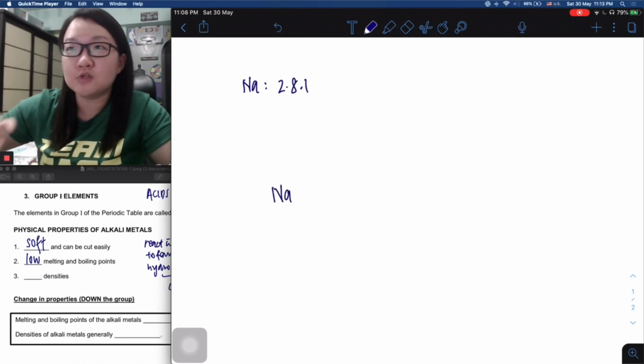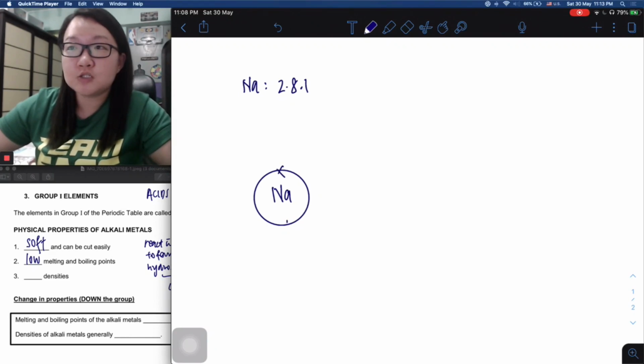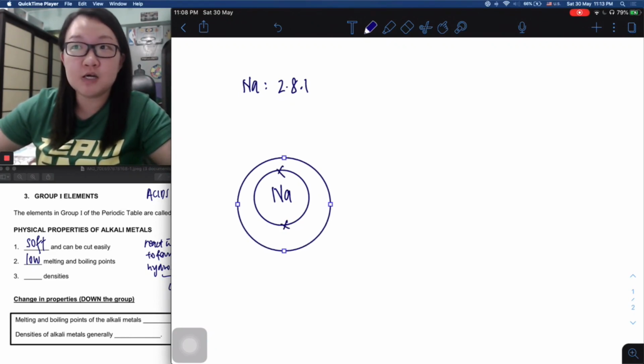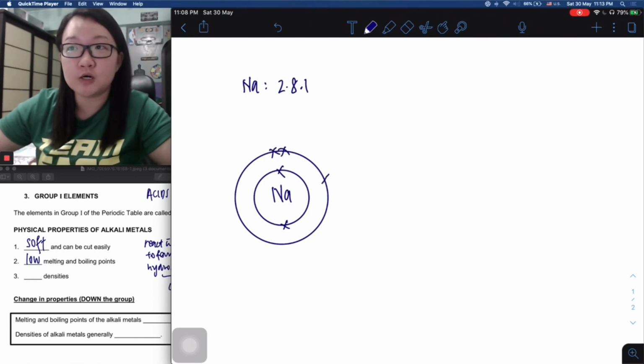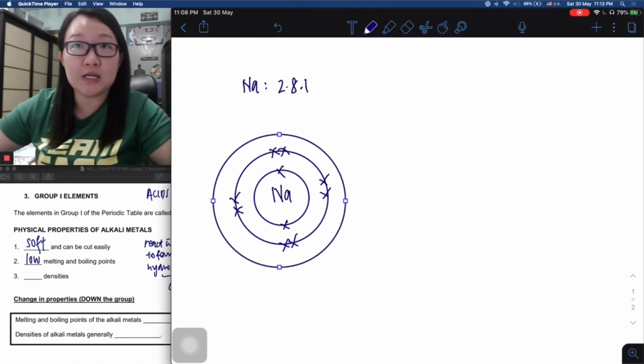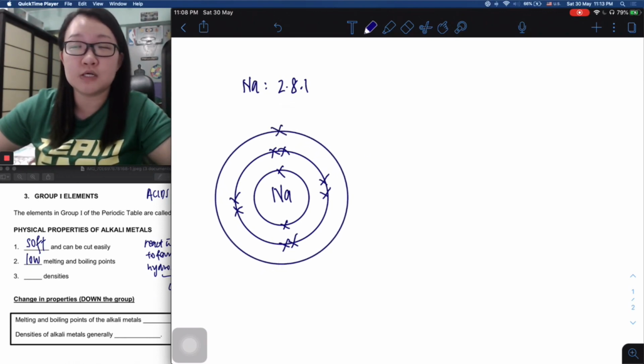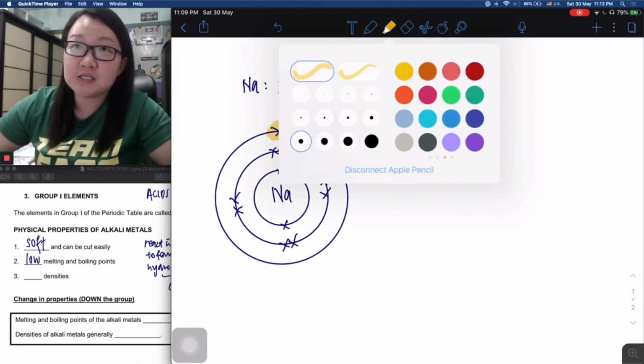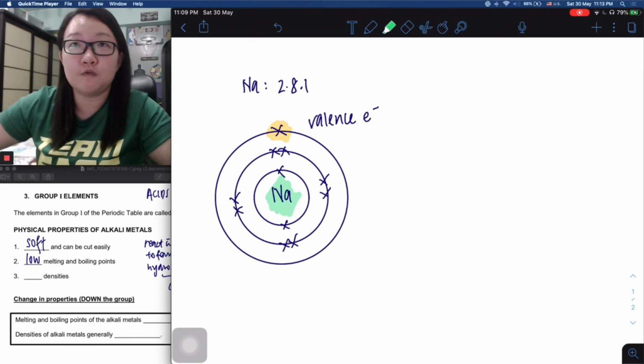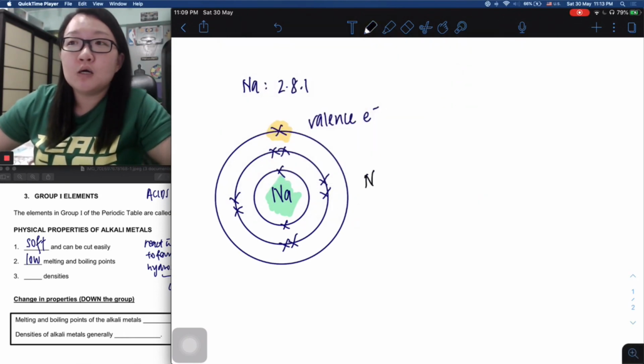We should be super familiar with this by now. Looking at the electronic structure or dot and cross diagram, this is how it is. 2.8.1: 2 electrons in the innermost shell, 8 electrons fully filled for the second shell, and then a third shell which has 1 electron. This electron is also known as the valence electron because it's the outermost. Because there's only one valence electron, sodium is placed in group 1, because group number tells us the number of valence electrons. If you think about it, let's go back to our concept from atomic structure.